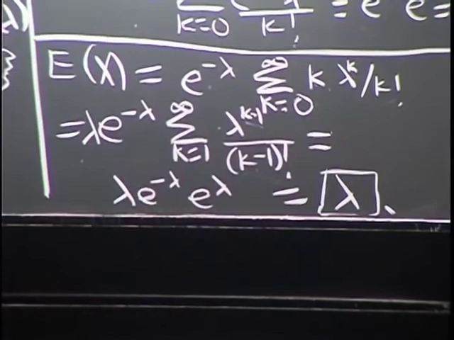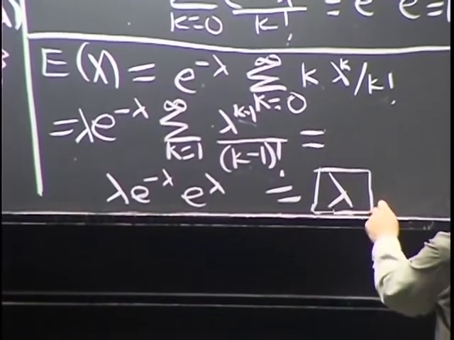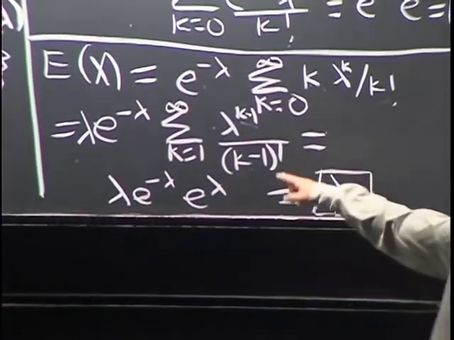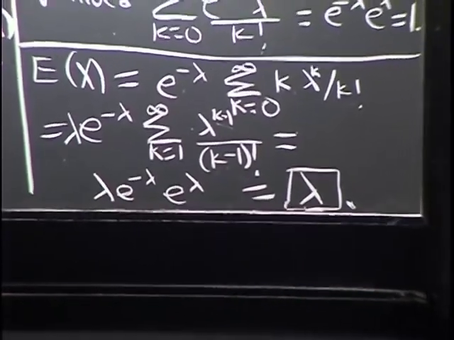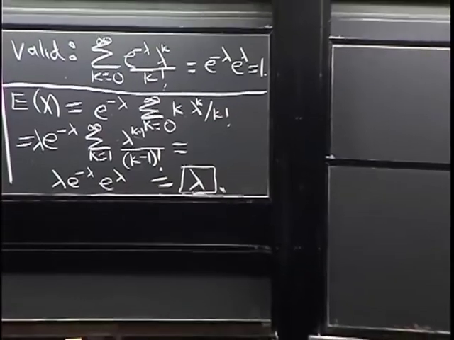Okay, so memorizing formulas is not that important in this class, but this one is useful and very easy to remember. The mean is lambda. Okay, so that's the expected value of a Poisson.